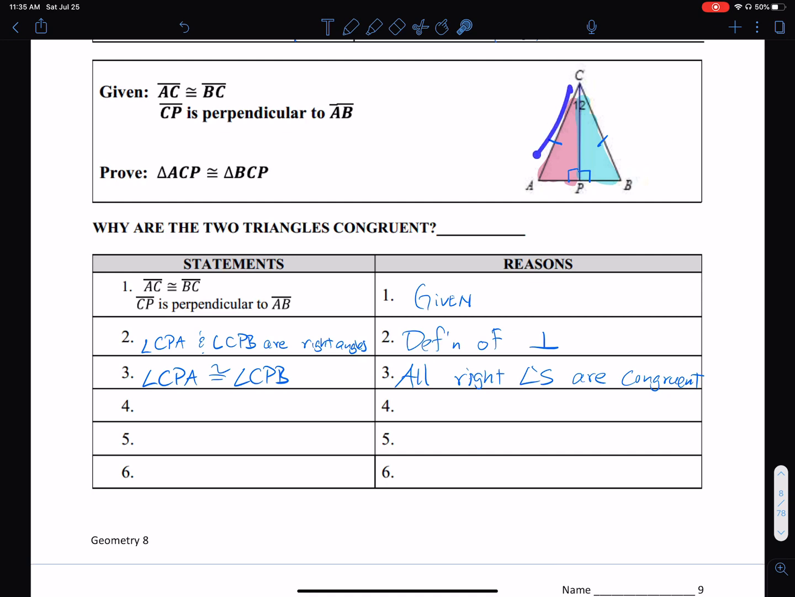Would you agree that this big triangle is an isosceles triangle? I would certainly agree with that. Of course I would, I said it. Triangle ACB is isosceles. How do I know that? What's the definition of isosceles? What does that do for me? That tells me that angle A is congruent to angle B. What does the fact that this is isosceles have to do with these being congruent to each other? It's the isosceles triangle theorem.